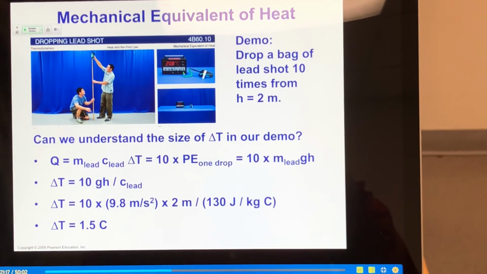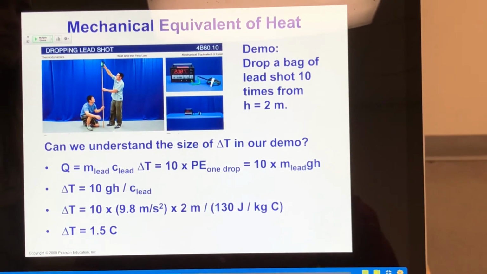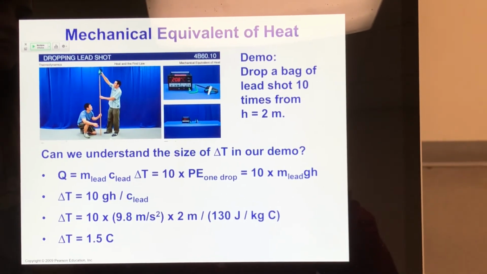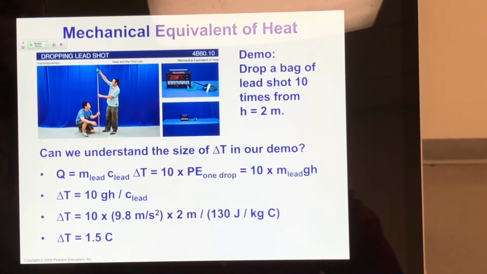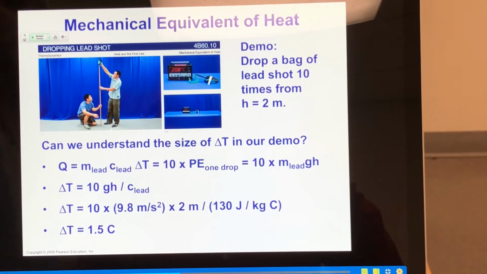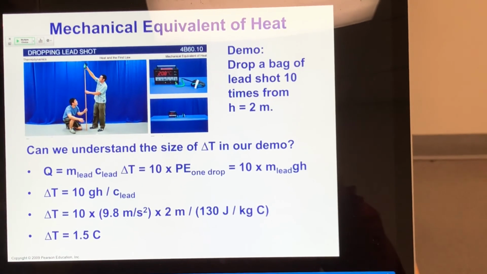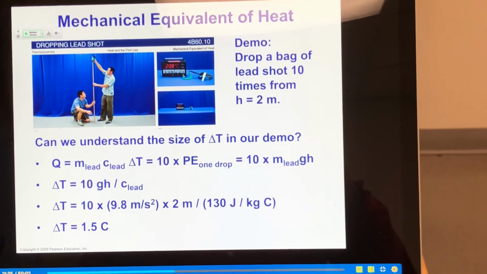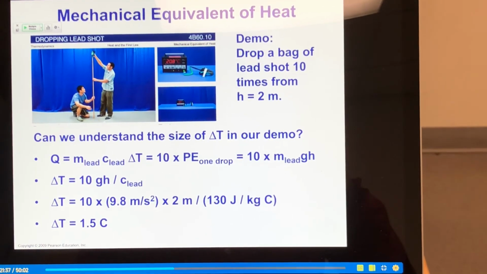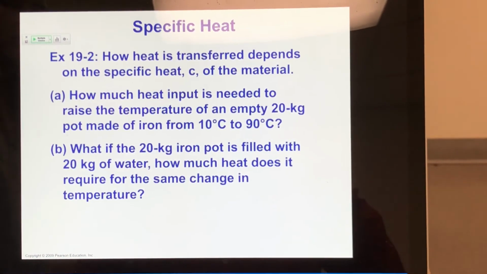Now, our observed temperature rise is a tiny bit lower because, as you saw, as she was dropping it, little bits of lead were fluffing out. Did you see the little bits of lead dust fluffing out? So we lost some energy that way, just in some of the lead escaping the bag. And it took us a while to put the thermometer in and all that stuff. So we got pretty close.